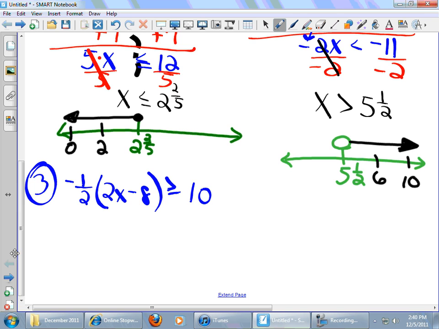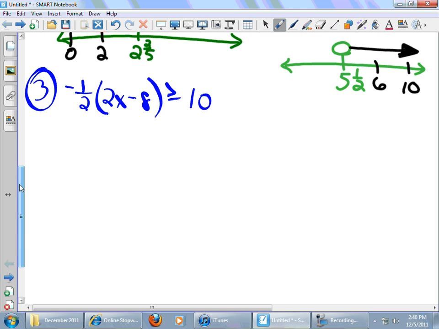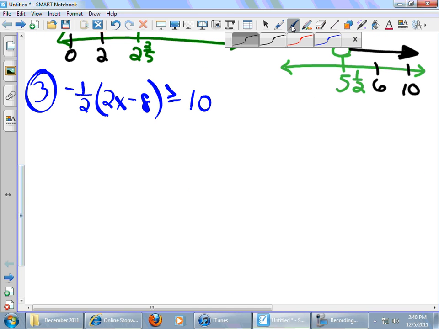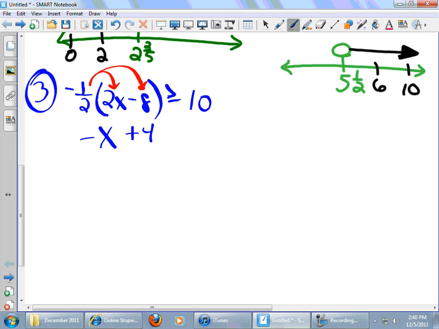Okay, number 3. Another kind of crazy one. Well, let's see here. I think the first thing I'm going to do on this one is distribute. So I'm going to do negative 1/2 times 2x. Well, a negative 1/2 times 2 is going to be a negative 1x. Negative 1/2 times negative 8 is going to be a positive 4. I'm just asking how much is half of 8. That'll be greater than or equal to 10.